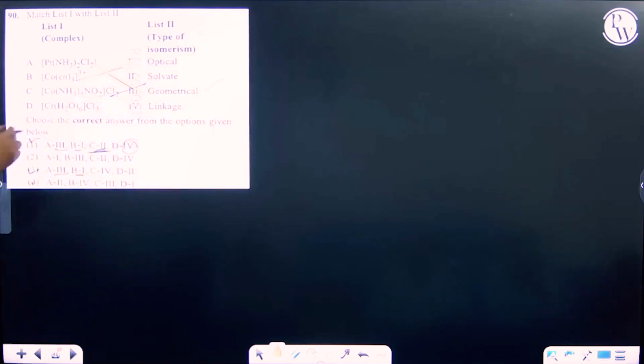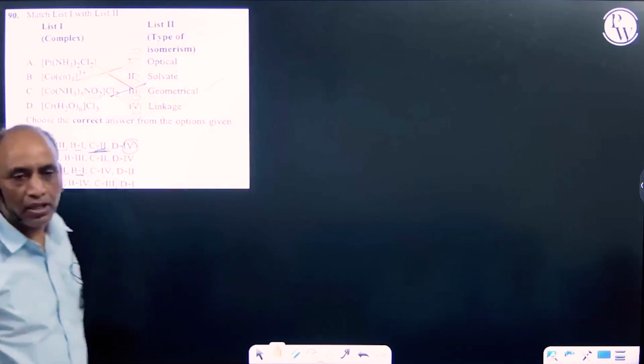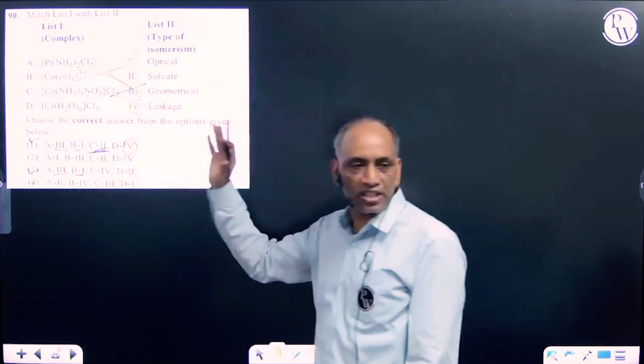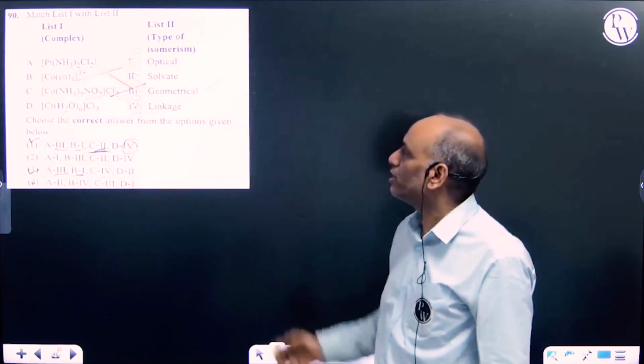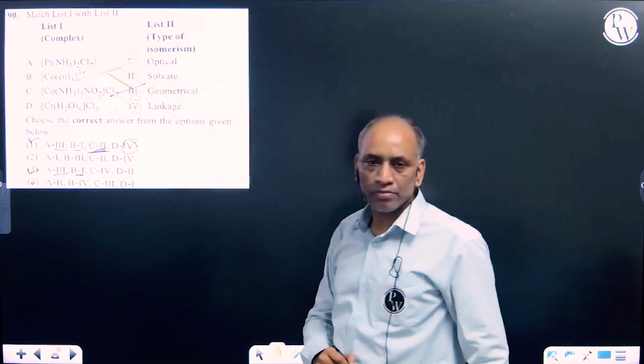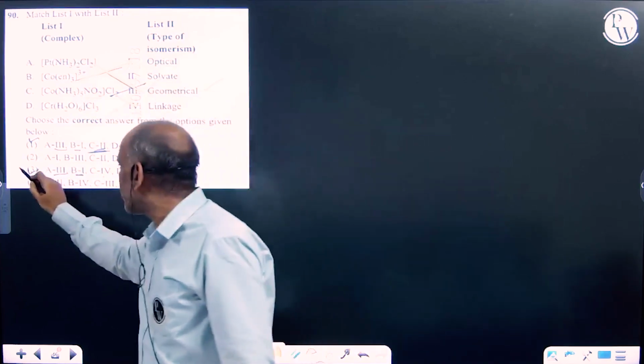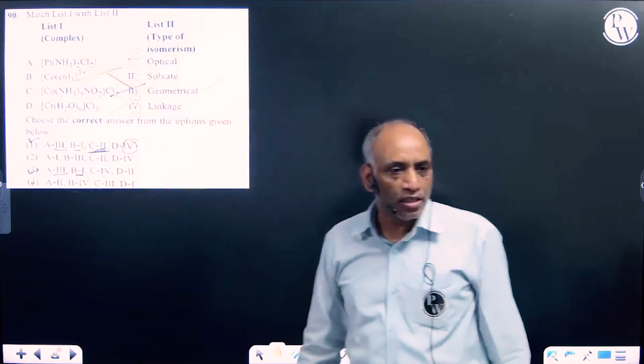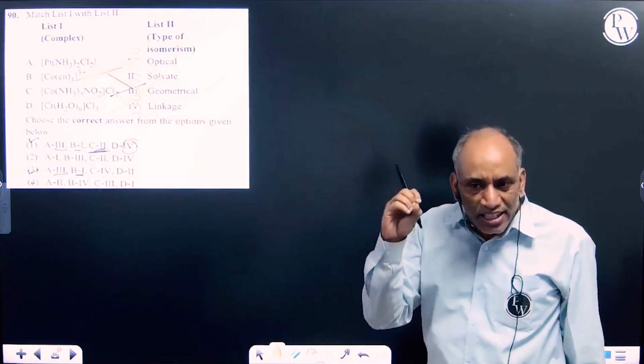And water, if it is present, based on the number of water molecules inside the coordination sphere and outside the coordination sphere, if a difference arises, then that is called hydrate isomerism or solvate isomerism. You can go by this option. So if you go by that, the answer will become 3. This is also easy, and this is coordination compounds, the easiest question.